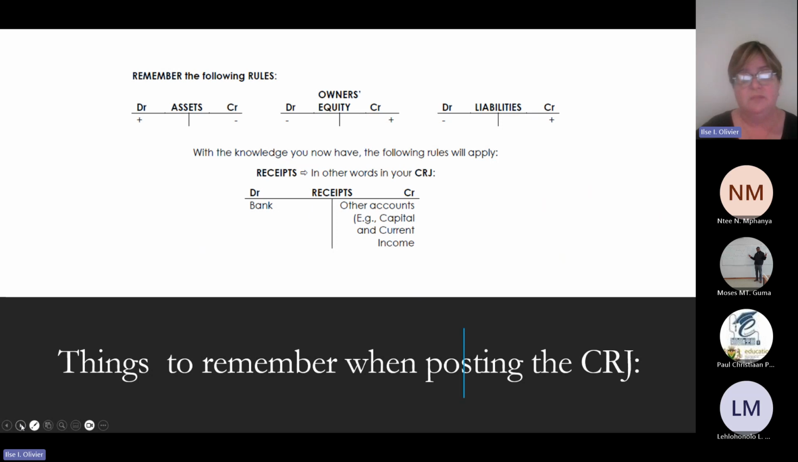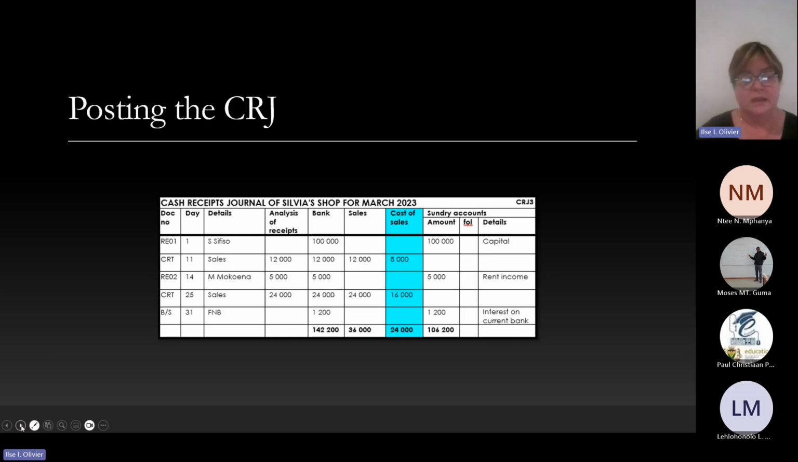But let's see if it's the same for the trading business. Now, if we look at our CRJ, first, the day is important. It becomes very important if we look at our sundry accounts. We have our folio number. Then we have our sundry accounts, which you must remember are posted separately as they happen, because these are transactions that do not happen so much.